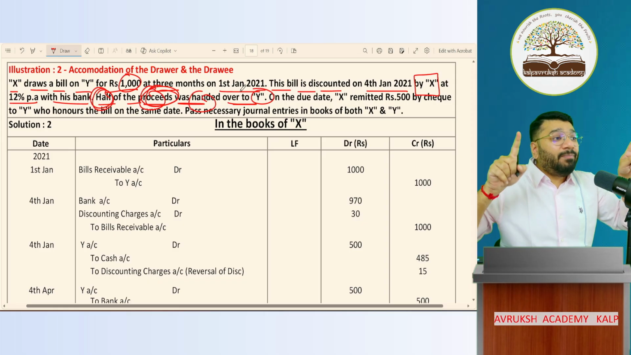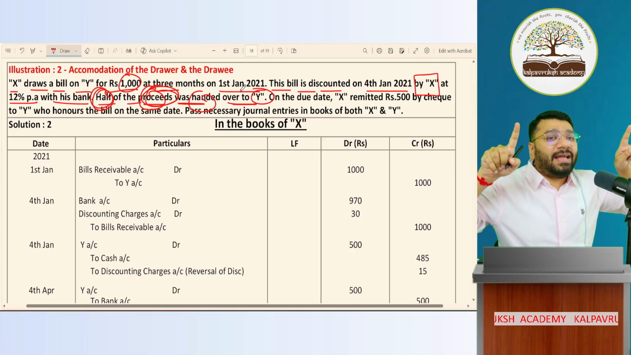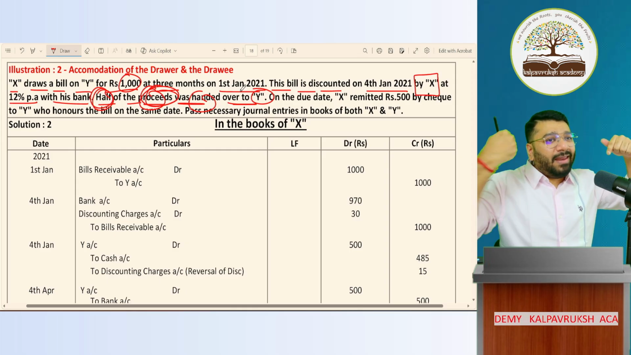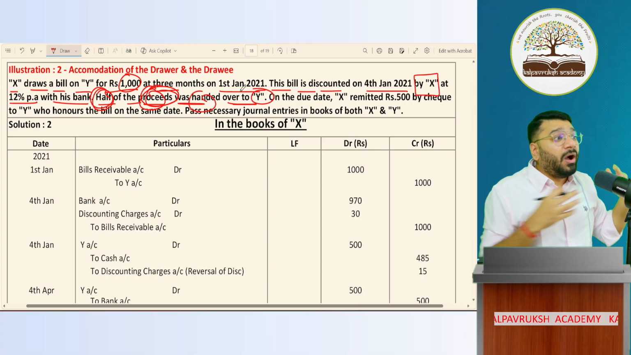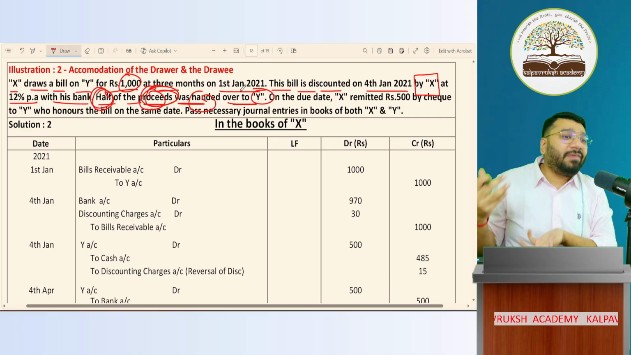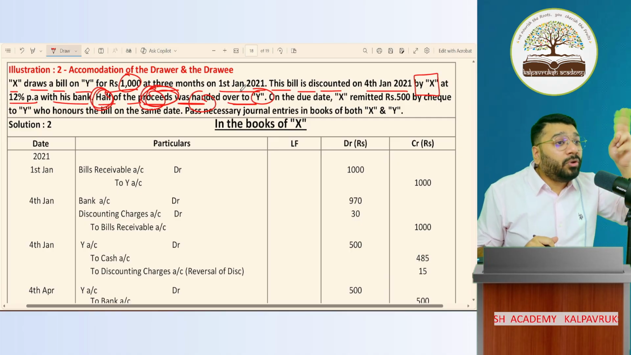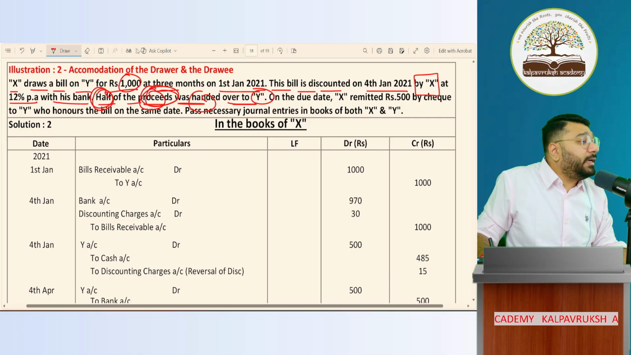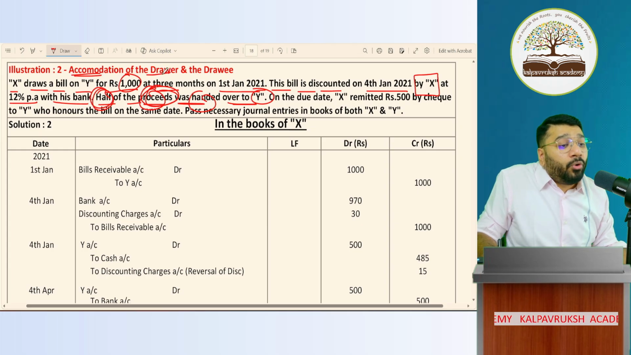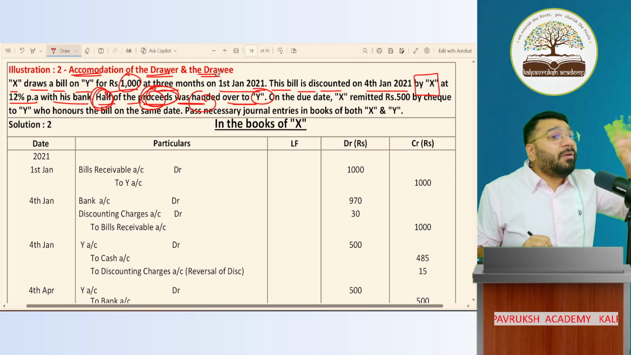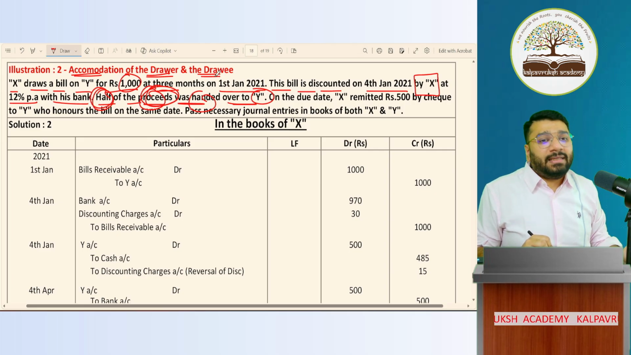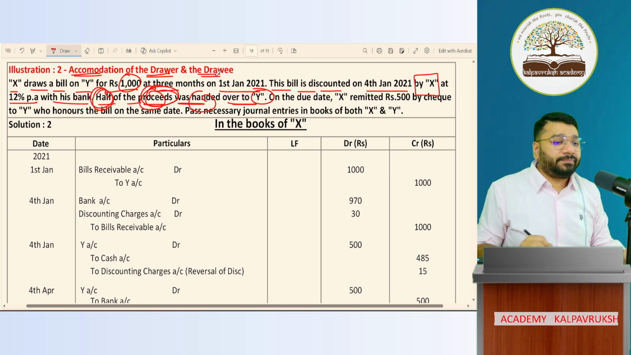Both X and Y want short-term financing. So both of them said, you draw a bill on me, I will accept it, you go and discount with the bank. The money we get from the bank: half the loan you enjoy, half the loan I will enjoy. Got it, not got it? So both the parties are getting accommodated here. So this is accommodation of both drawer and drawee. Both are accommodating party, both are accommodated party. Got it, not got it?